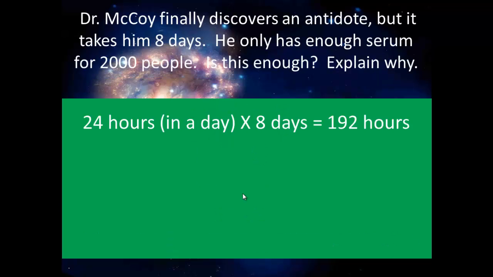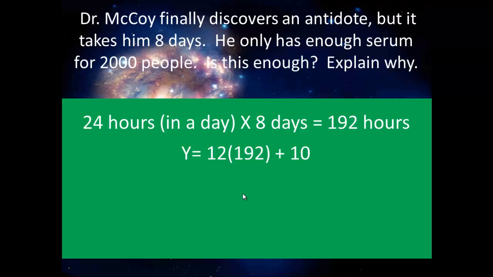Dr. McCoy finally discovers an antidote, but it takes him 8 days. He only has enough serum for 2,000 people. Is this enough? Explain why. So again, we have to transform our days into hours because we can only use hours. Since there are 24 hours in a day and we're trying to find the number of hours in 8 days, we multiply that times 8 and we get 192 hours.